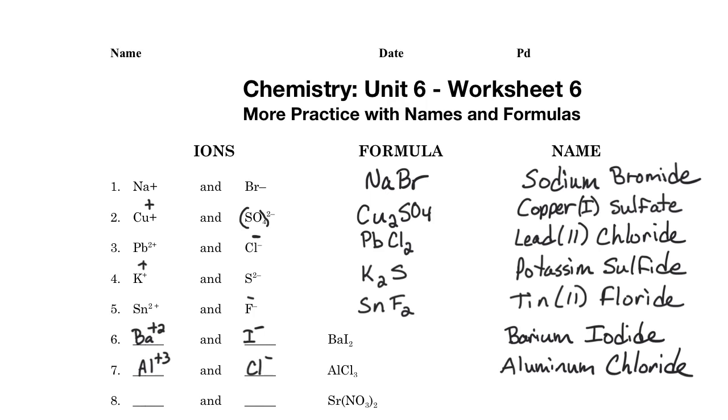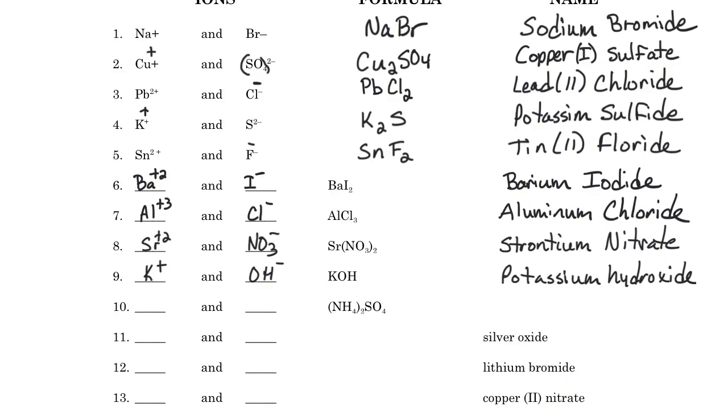I'm going to pause this and have you do 8 and 9. All right, here's 8 and 9. We've got strontium. You look and find strontium, you'll see that it's in column 2, so it has a +2 charge on it. And for the NO3, we have to look on the back of the periodic table or on your polyatomic ion sheet. You'll see that this is nitrate, which has a -1 charge on it, which makes the name of this compound strontium nitrate.